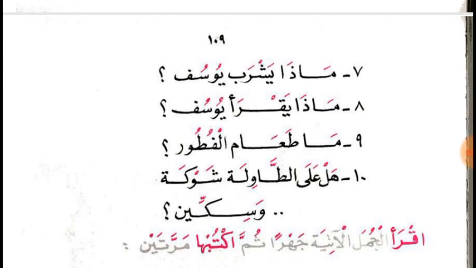Then we have four more questions. Aluma, read first two questions and Asia will read the other two questions. Okay, sir. Maza yashrab Yusuf? Yusuf yashrab ma. Okay, ma and laymun. Yeah, okay, got it. Maza yaqra Yusuf? What is the meaning of this question? What is Yusuf reading? Yaqra, read. Yes, reading. Yusuf yaqra qaimat ta'am.